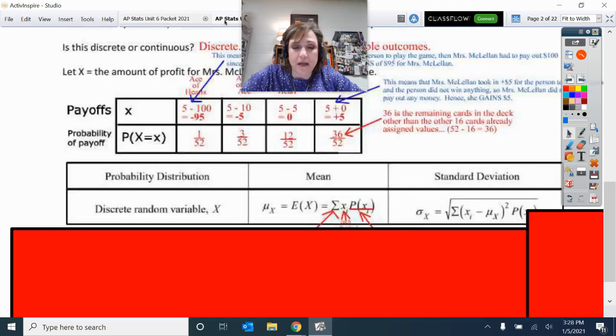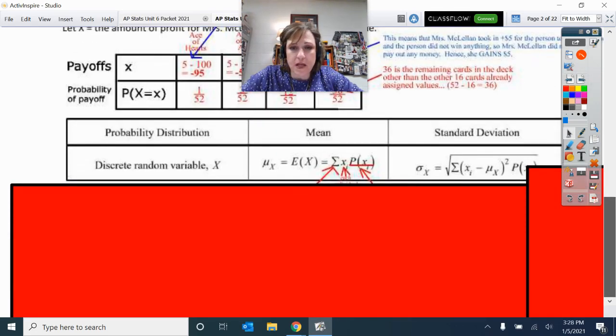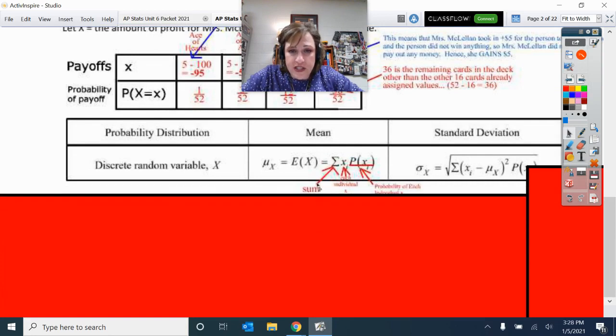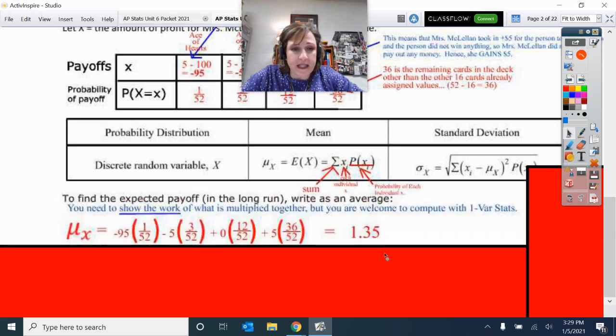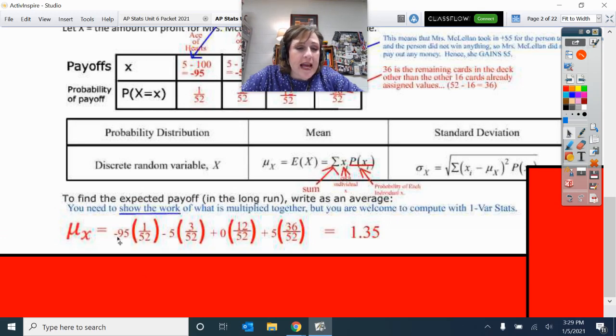So let's see what that looks like in this case. So here we're summing up every individual X, that's negative 95, negative 5, 0, and 5, times the probability of it happening. So see what this looks like? Negative 95 times the probability of that happening, plus negative 5 times the probability of that happening, plus the next one was 0 times the probability of it happening, plus the 5 times the probability of it happening. And then that comes out, if you multiply that out, to $1.35.